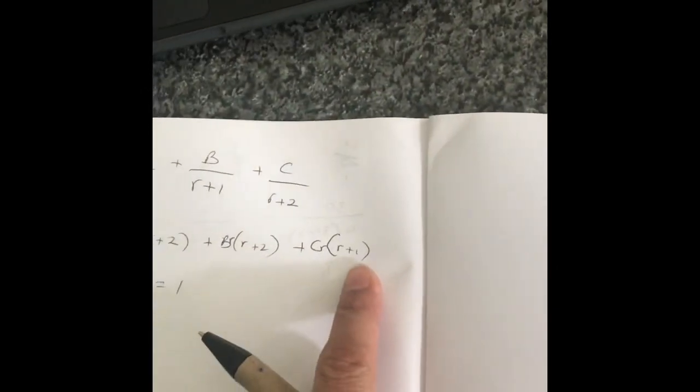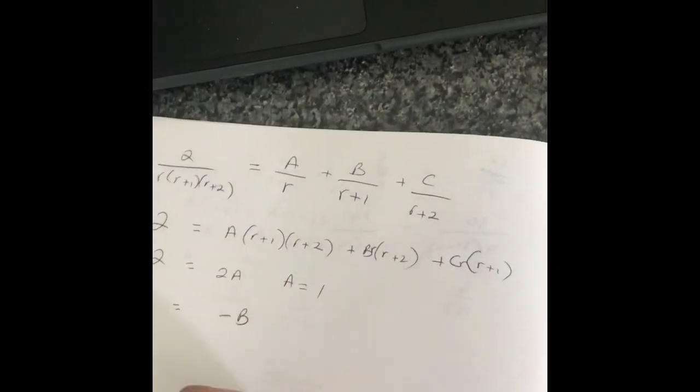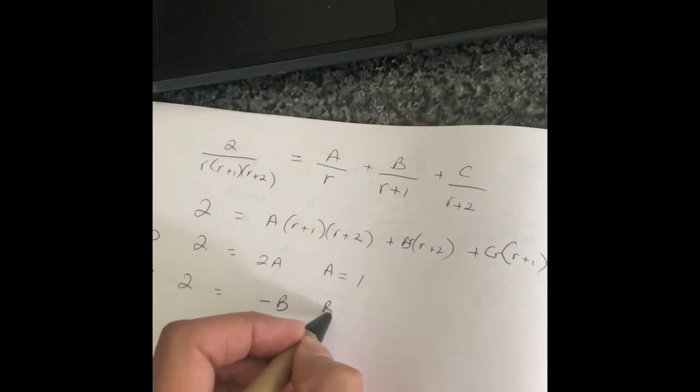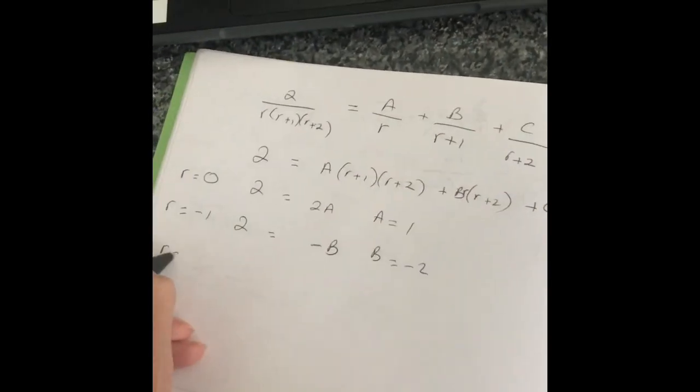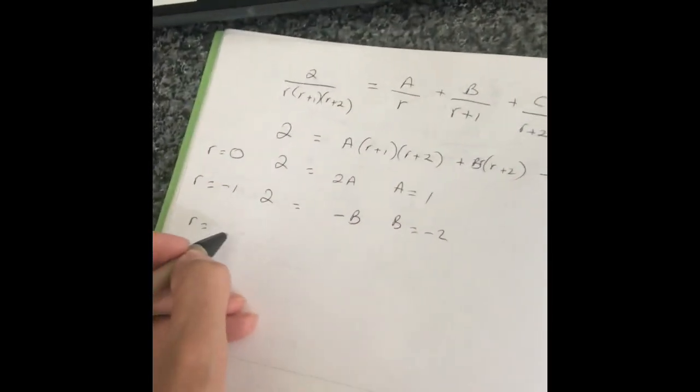This bit here is 0. You can see that. And that bit there is 0 as well. So I've got B is minus 2. And lastly, R is, I'm going to sub in R is minus 2.